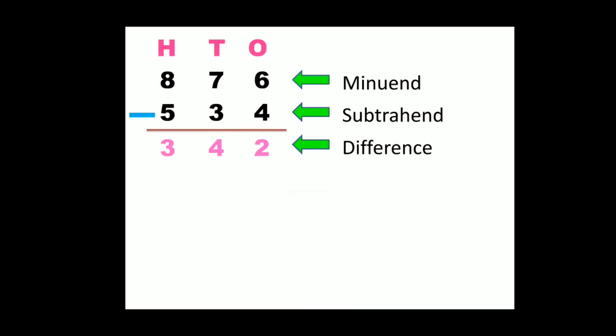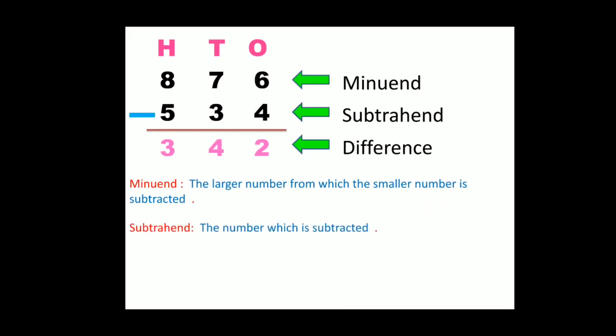So my dear children, what is minuend? The larger number from which the smaller number is subtracted is known as minuend. What is subtrahend? The number which is subtracted is known as subtrahend. And what is difference? The resulting number obtained after subtraction is known as difference.